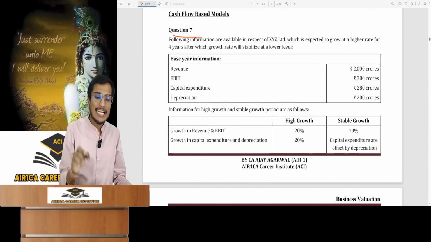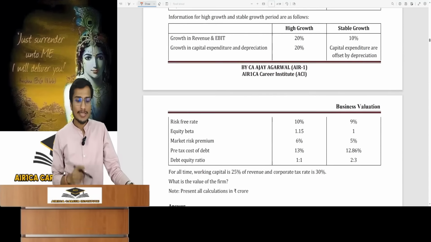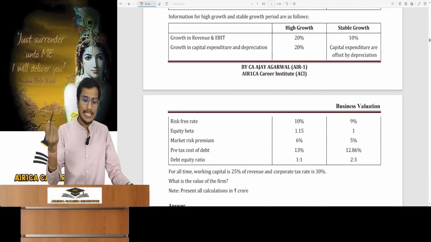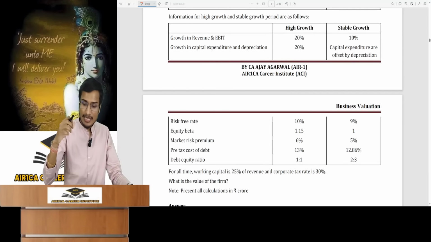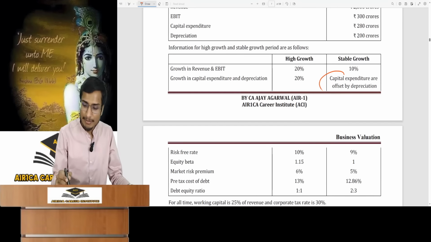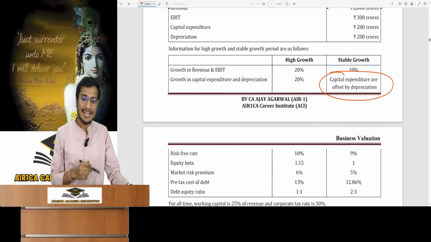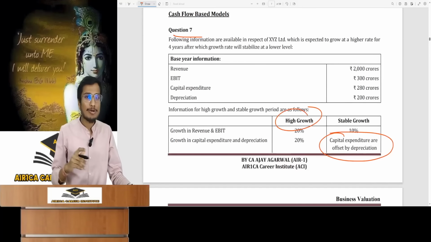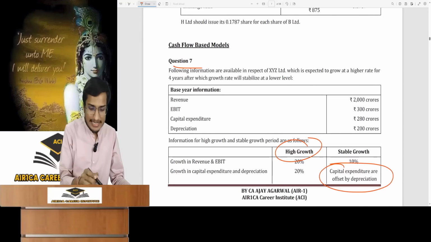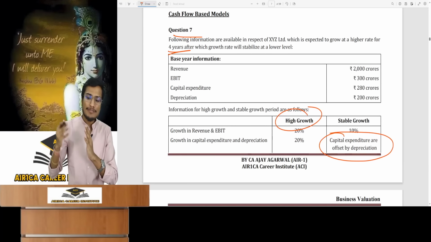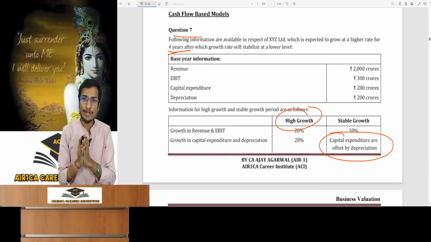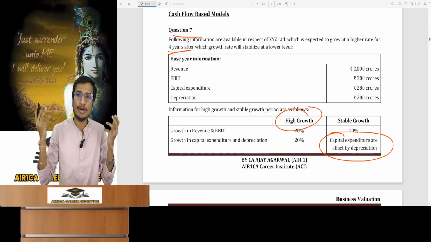Let's look at the most important questions of the special cash flow based model. All data is provided in these questions and I've done cash flow estimation in class, so we won't fully revise here. One important point, capital expenditures are offset by depreciation. It's being said that the initial period has high growth and this growth phase lasts for 4 years. After that, the growth rate stabilizes. That means in future growth stabilizes, so no new special growth rate applies.